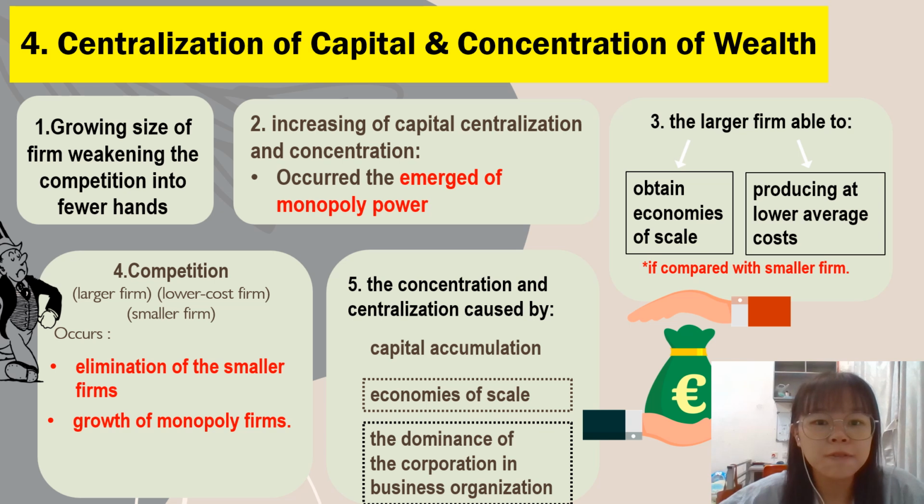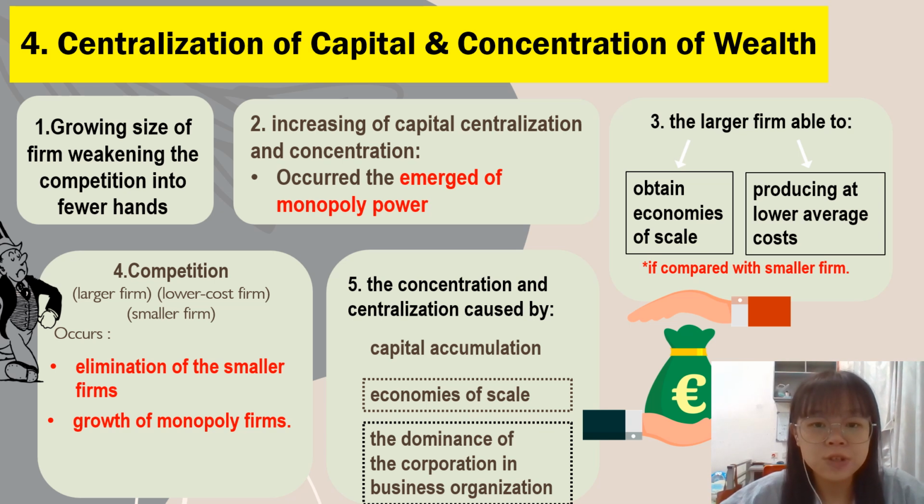Next is the path of the centralization of capital and concentration of wealth. First is the growing size of the firm, by weakening competition into fewer hands. Second, when there is increasing capital centralization and concentration, it will create monopoly power.